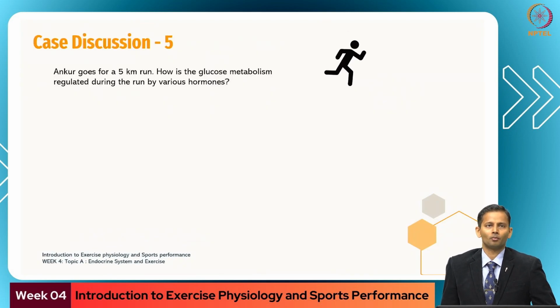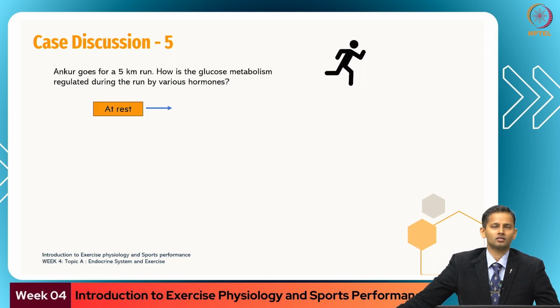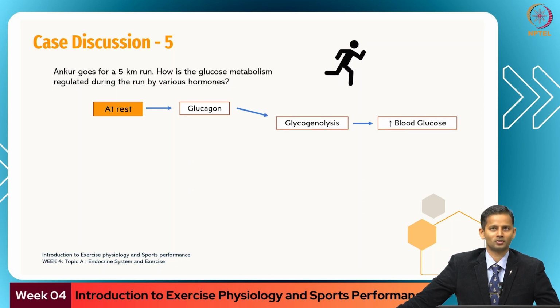Let's discuss something about the metabolism of glucose. Here we have Ankur. He goes for a 5 kilometer run. What do you think, how is the glucose metabolism regulated? So in this case, at rest, glucagon, which is present in the body, by its catabolic activity causes glycogenolysis, because of which you have an increase in the blood glucose level.